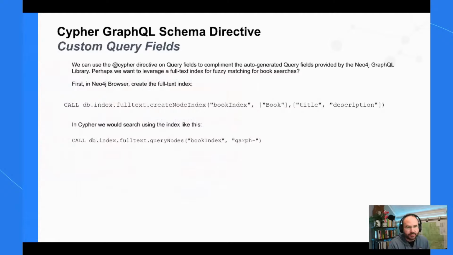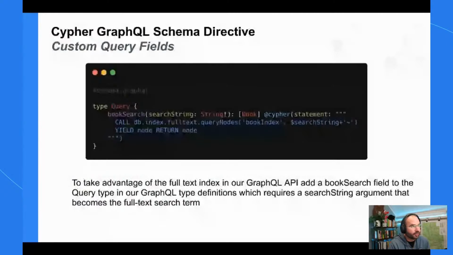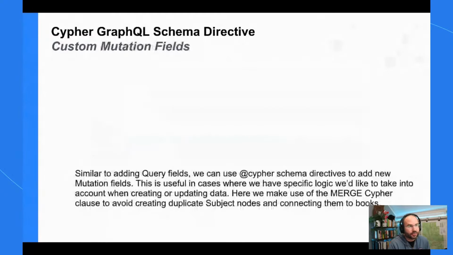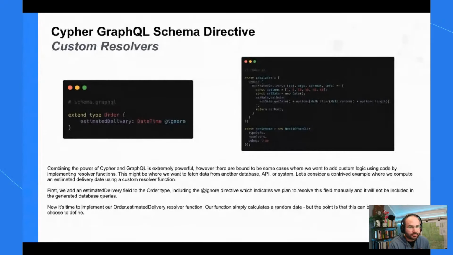We can also use these Cypher directive fields at the root, so as query or mutation fields. One case is maybe for full text indexes. So if I want to be able to do fuzzy matching or something like that, I could expose full text querying functionality through a query field. And similar for mutations if we have some custom mutation logic. So that's the Cypher schema directive.